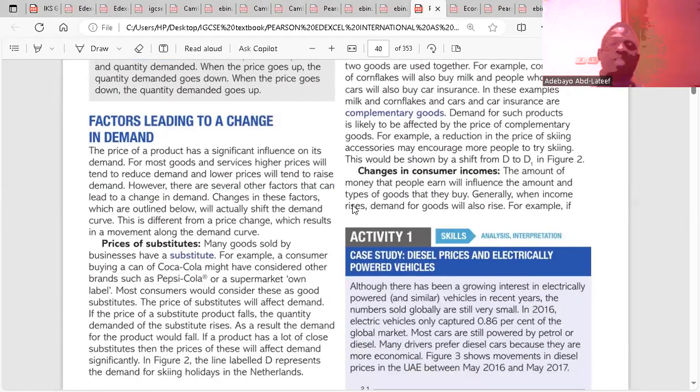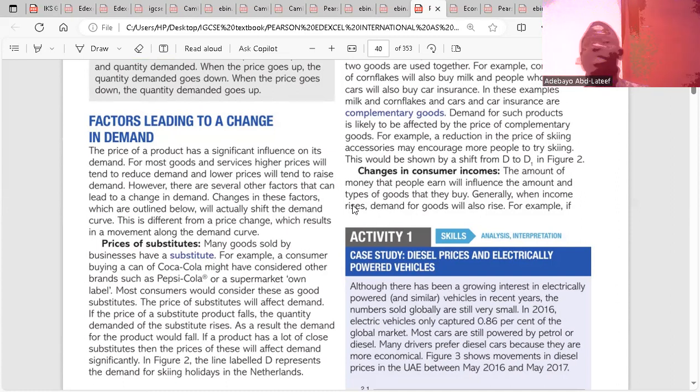So we now go to factors leading to a change in demand. The price of a product has a significant influence on its demand. For most goods or services, higher prices will tend to reduce demand and lower prices will tend to raise demand. However, there are several other factors that can lead to a change in demand. Changes in these factors, which are outlined below, will actually shift the demand curve. This is different from a price change, which results in a movement along the demand curve.